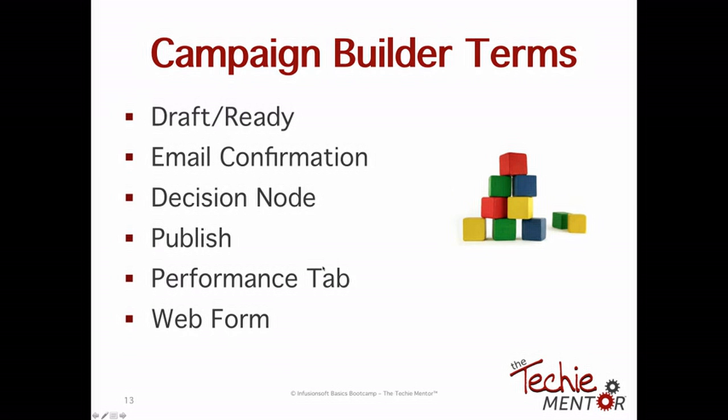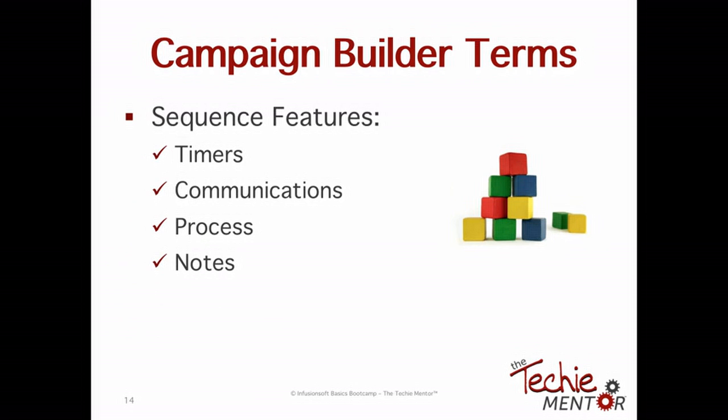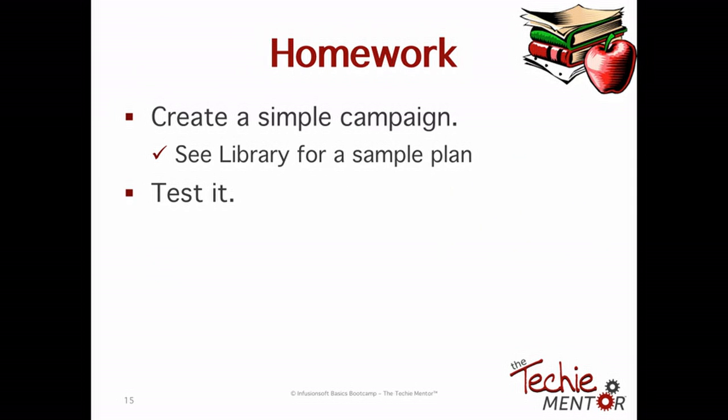Draft versus ready. Decision nodes, and some of these things we're going to get into a little bit more in the advanced course, but you can do what's called a decision node, so you can make a decision on what direction they take depending on what action they choose. Your email confirmation, performance tab, web form. The email confirmation is something else we'll get into in the advanced course. And then the actual sequence features, which we saw were the timers, the communications, the process, and the notes. So your homework, I have a simple campaign for you in the library if you want to give that a try.